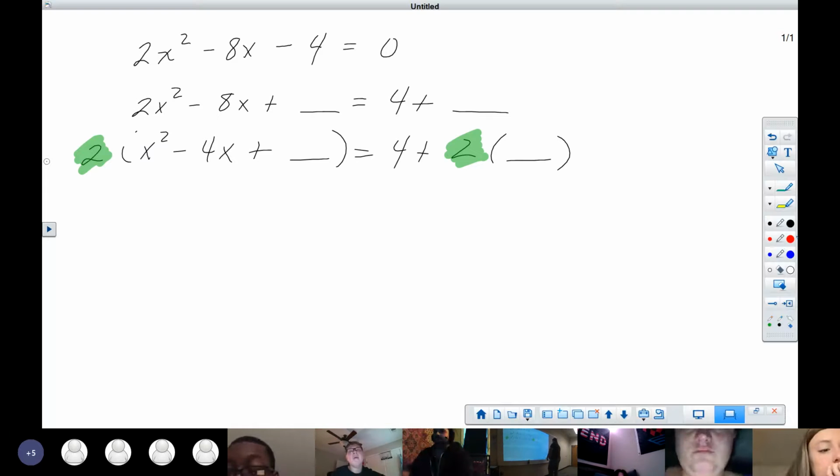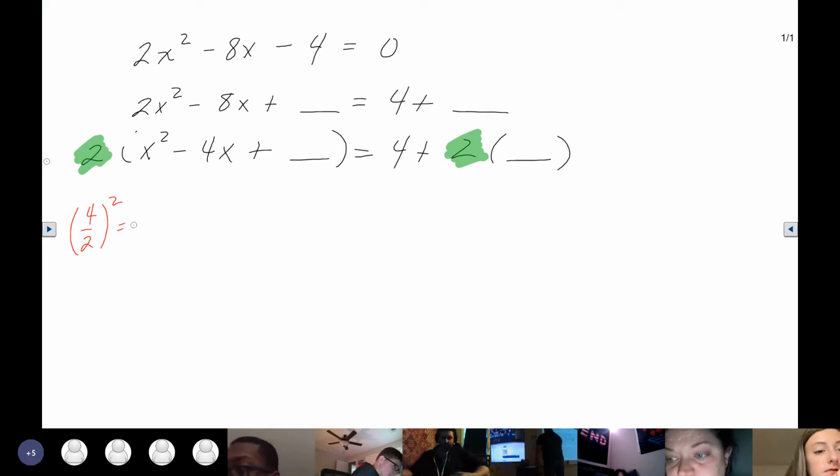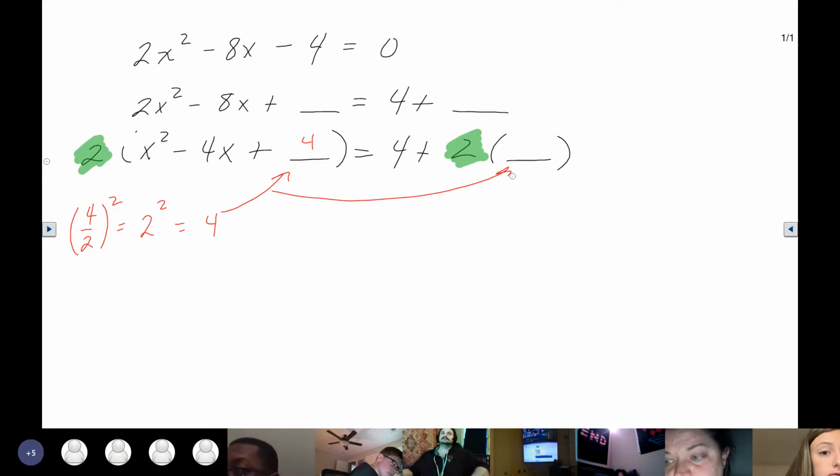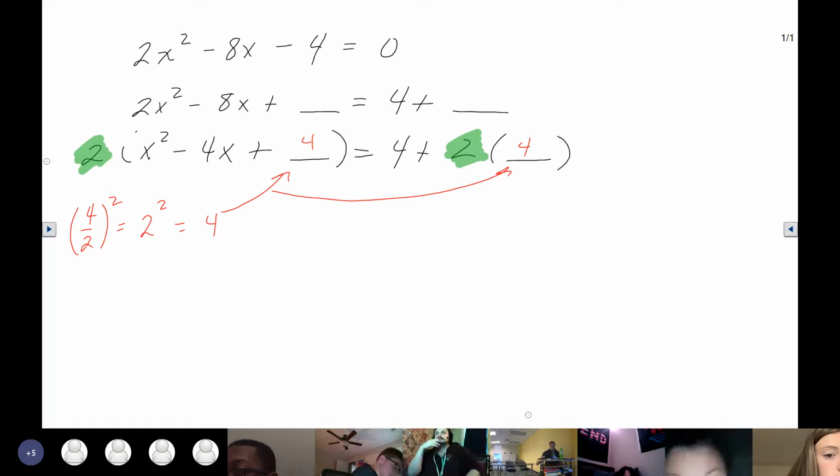Now I'm ready to complete the square. So 4 divided by 2, square it, is equal to 2 squared, which is equal to 4. All right, finish it. Take a minute or two and finish it. And that means everything, all the way down to sketching the graph.